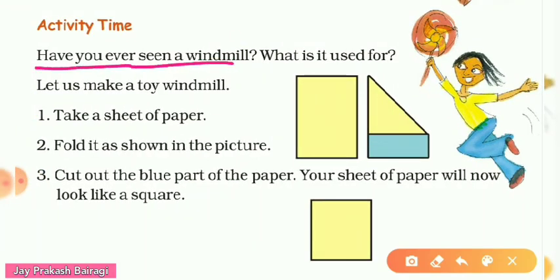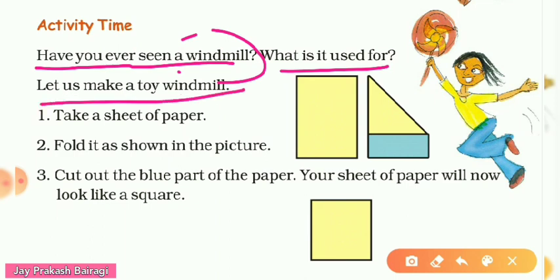Have you ever seen a windmill? Yes, you have seen windmills. Where? Yes, on the sea beaches you have seen them, in the mountain area you have seen them. What is it used for? Actually its use is to produce energy, means electricity. Let us make a toy windmill.